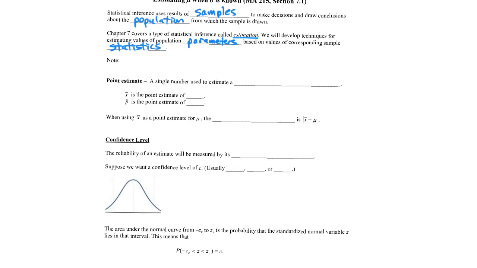So then the note is that most of the time, when mu is unknown, sigma is also unknown.